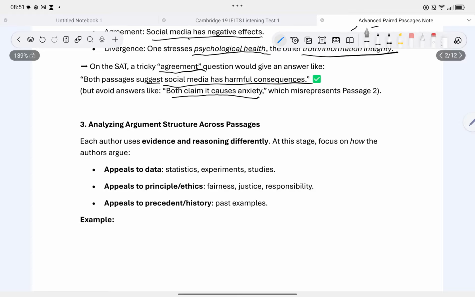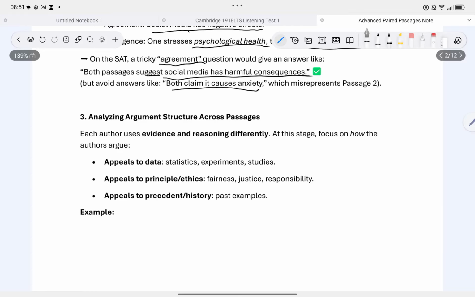All right. Next one, analyzing argument structure across passages. Each author uses evidence and reasoning differently. It's just the same as when you are arguing in person or you are in a debate. People argue differently. Some people argue with emotions to try to convince you to agree with them. For instance, please help me. I have a baby at home, but please don't kill me. I have a child. Trying to appeal to their more humane side.